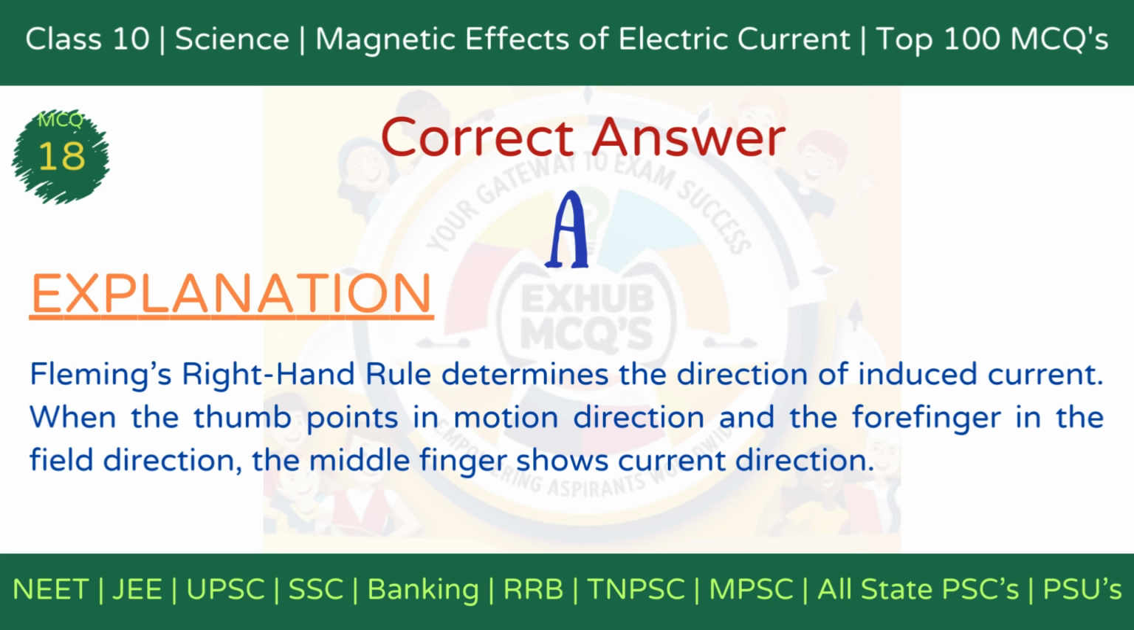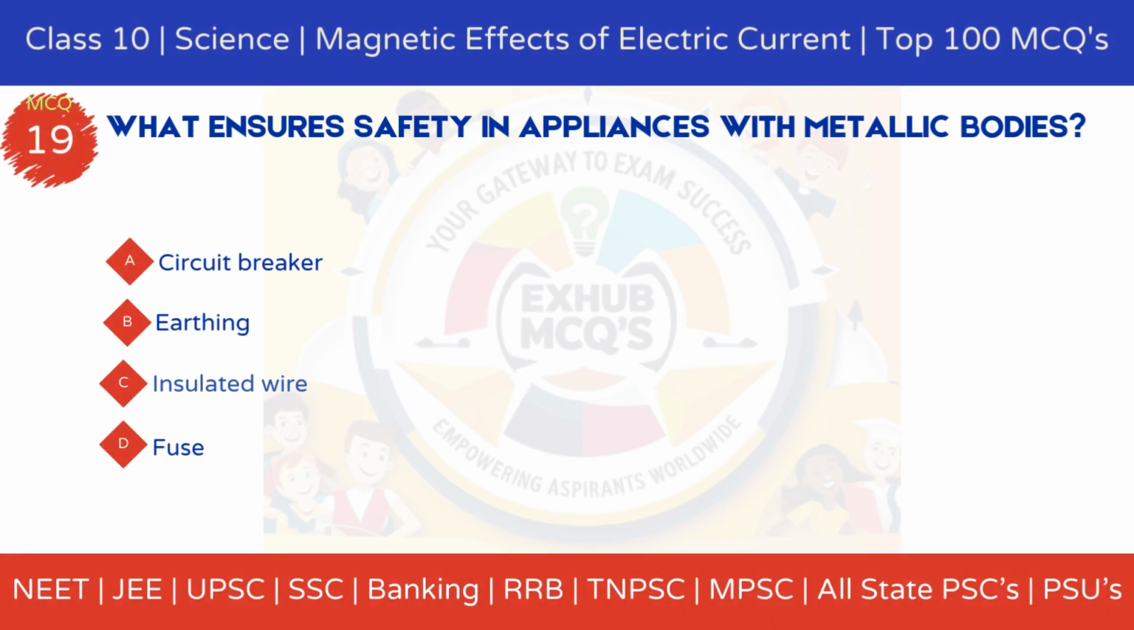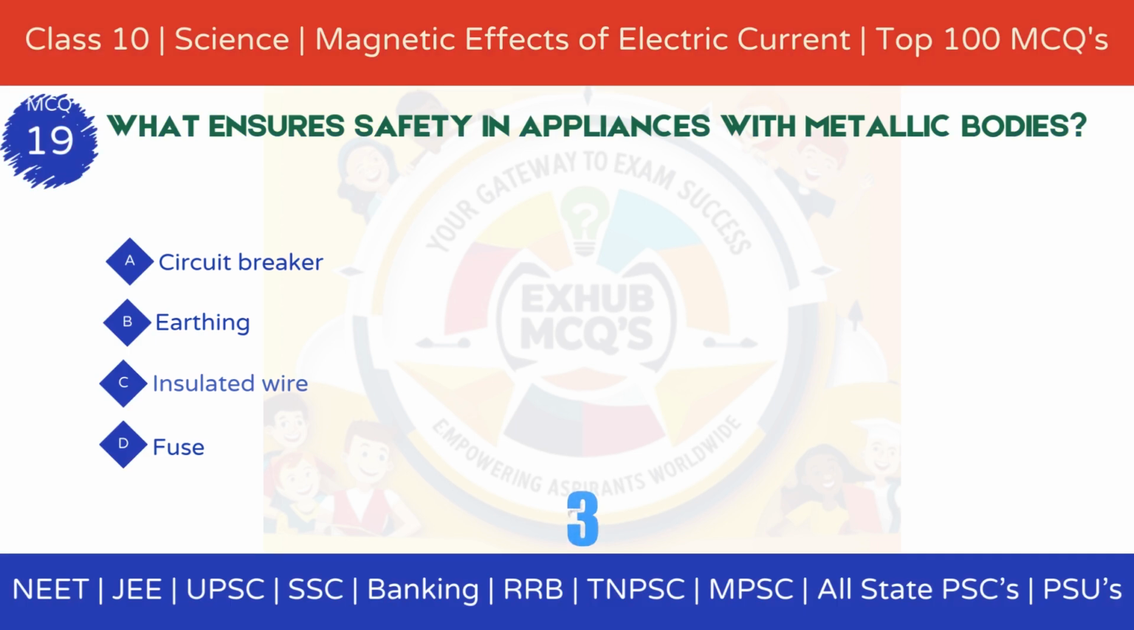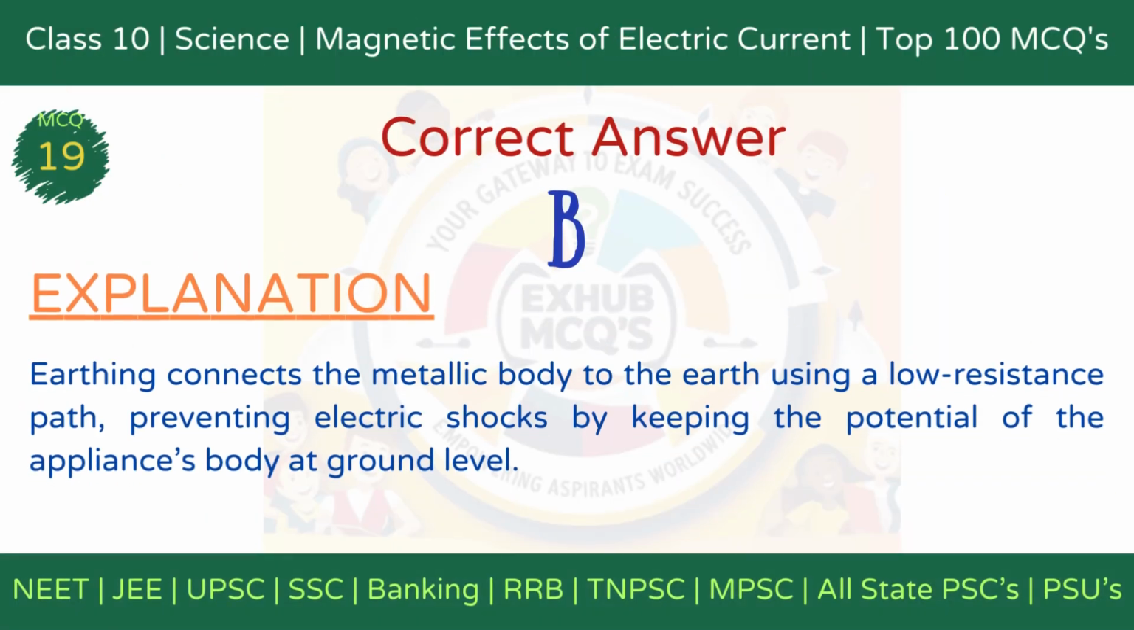What ensures safety in appliances with metallic bodies? Option A, circuit breaker. Option B, earthing. Option C, insulated wire. Option D, fuse. The correct answer is option B, earthing. Explanation. Earthing connects the metallic body to the earth using a low-resistance path, preventing electric shocks by keeping the potential of the appliance's body at ground level.